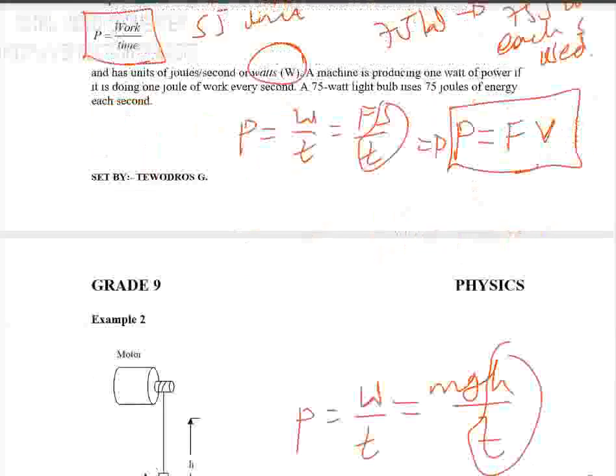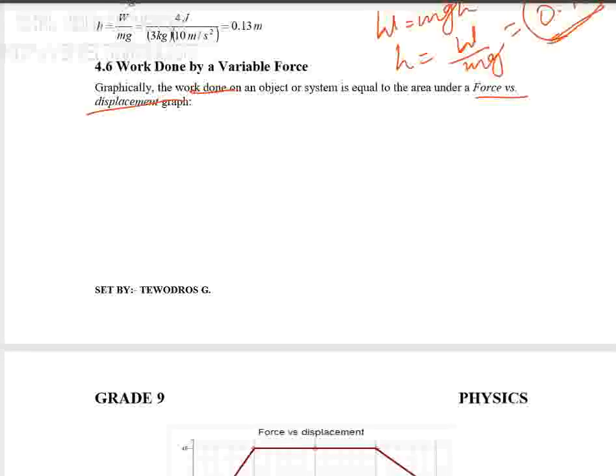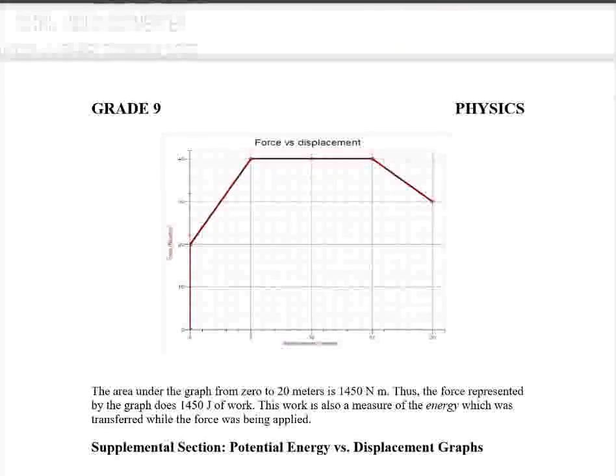Okay, let us go to another point, work done by a variable force. In this case, a variable force can do work, and to calculate this work done, we use the force versus displacement graph. We draw the graph first. For example, we have one graph here. This one is the force versus displacement graph. As you see from the graph, you have some segments. And if you are asked to determine the work done, you must take the area under the graph.